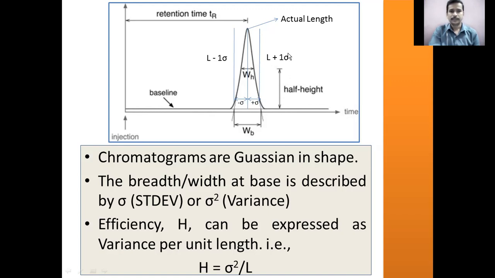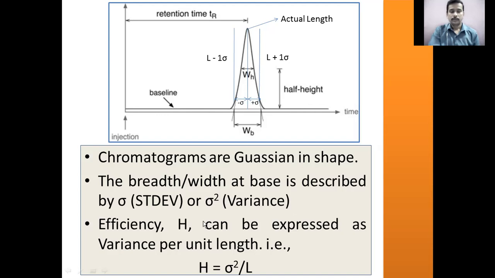So according to this, because the chromatographic peak or the chromatogram is Gaussian in shape, therefore the width at the base is described by the standard deviation, that is denoted by sigma. If TR is present here, the baseline width for a chromatographic peak is denoted by the standard deviation, that is sigma, and the retention time is denoted as TR plus or minus sigma. So sigma is the standard deviation, or even you can use variance, the square of the standard deviation, sigma square, that is variance.